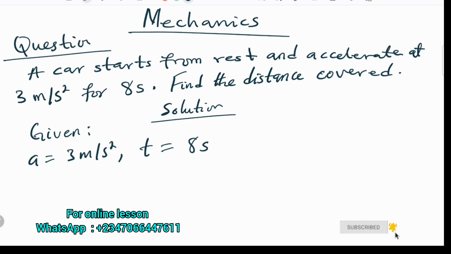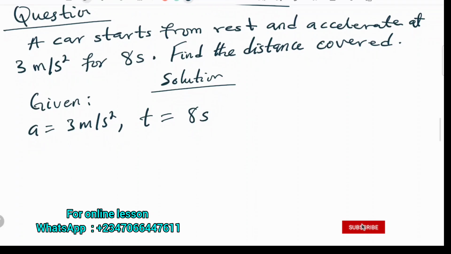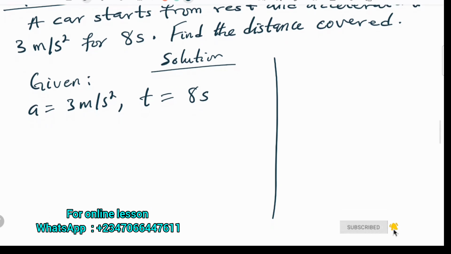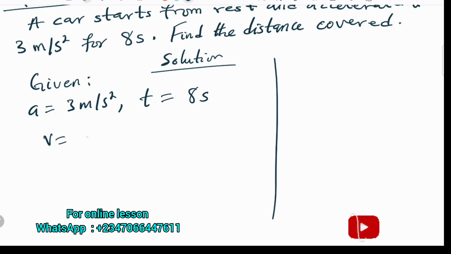Now, what formula connects acceleration and time together and also connects distance? We have acceleration, time, and distance. So that is where we will be making use of the equations of motion, which is also known as the kinematic equations. We know that the first equation says v is equal to u plus at. Here we don't have distance. Now let's go to number 2.